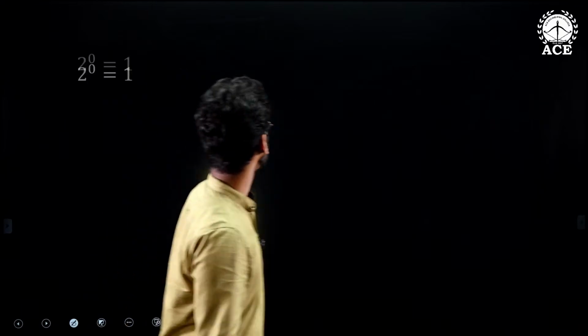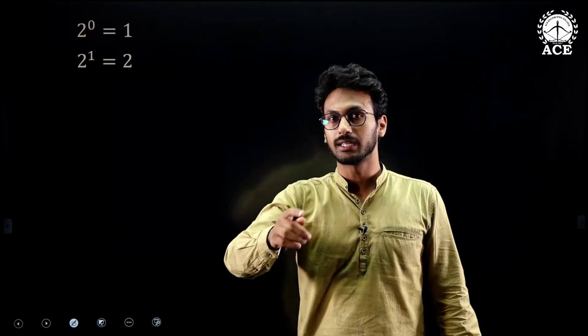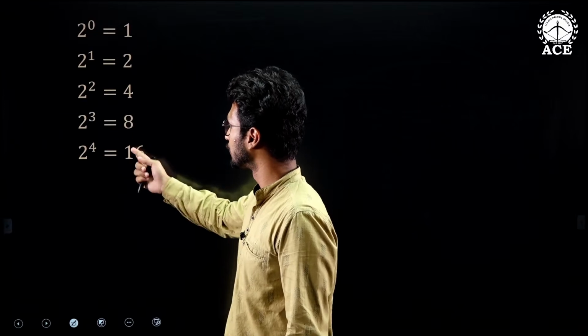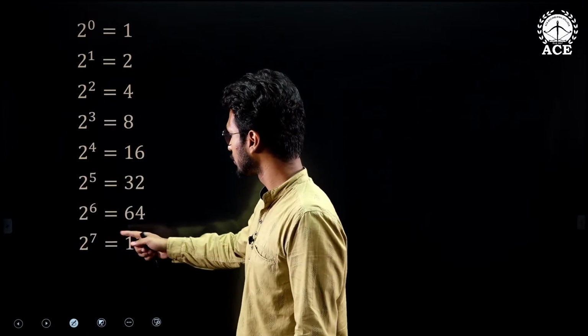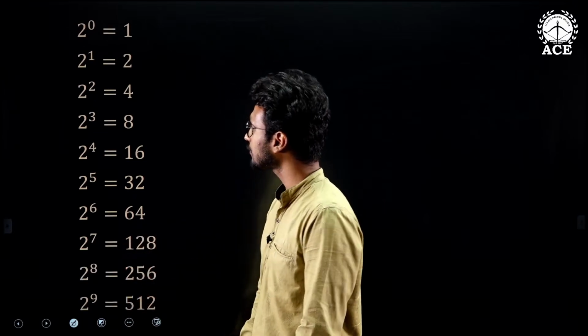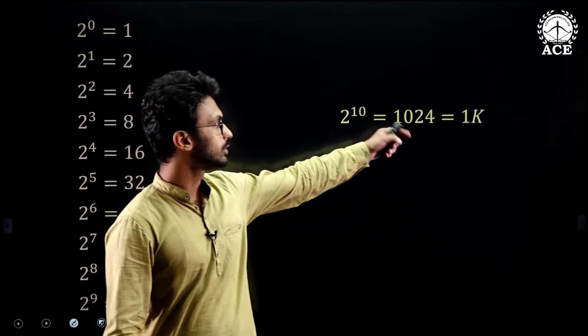Now, next one. Let's see a few things which you need to know before getting started. This is very basic. 2 raised to 0 equals 1, 2 raised to 1 equals 2. It should be at your fingertips. You should be able to calculate fast. 2 squared is 4, 2 cubed is 8, 2 raised to 4 is 16, 2 raised to 5 is 32, 2 raised to 6 is 64, 2 raised to 7 is 128, 2 raised to 8 is 256, 2 raised to 9 is 512. Next comes 2 raised to 10, which is 1024.